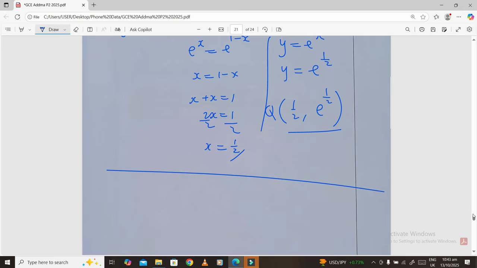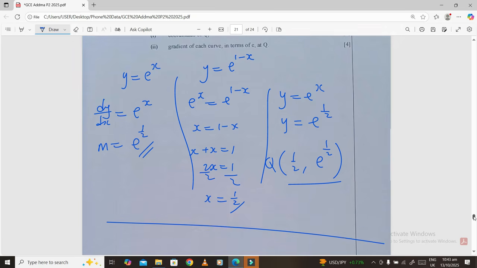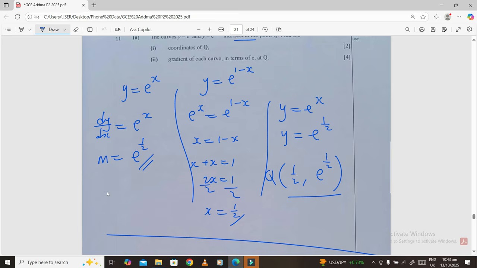So the first one here, which is this one right here, we just say dy dx is equal to e power x. That's the derivative of this. So m will be equal to e. We substitute the x value here. This is how it will be. This is the gradient.